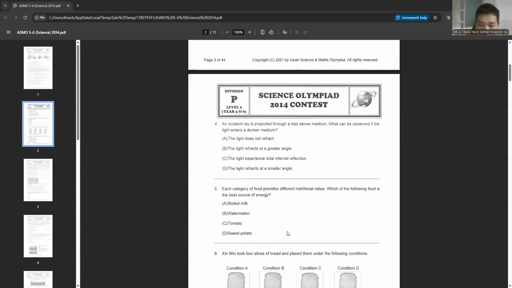Now, an incident ray is projected from a less dense medium. What could be observed if the light enters the denser medium? What do we think?